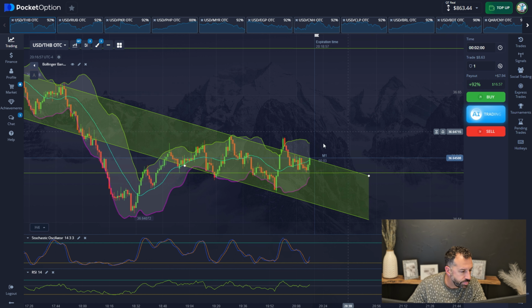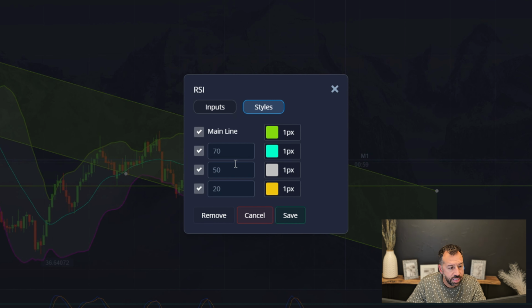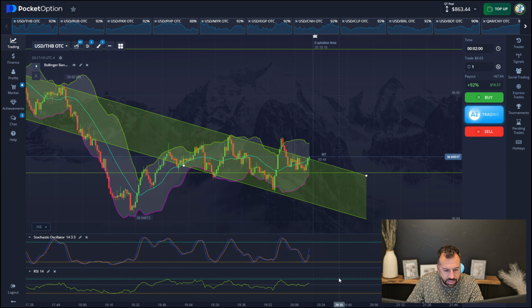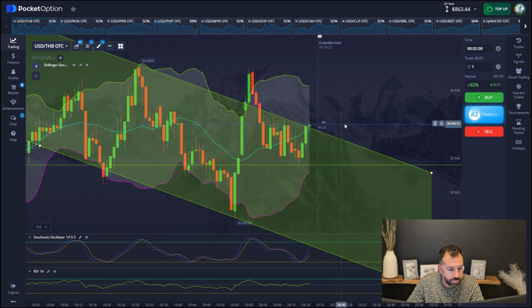All right. Now let me show you what the RSI is at. Period is 14, styles 70, 50, 20. So on the 70 and the 20, I've made those a little bit bigger so that, again, the range is higher. I want to really see it dip, and I want to really see it rise outside of the 70% and the 20%. So with all that being said, let's go ahead and see where we're at.